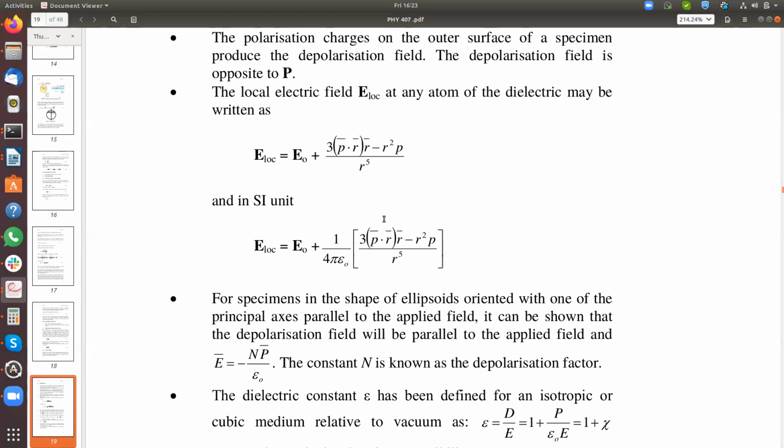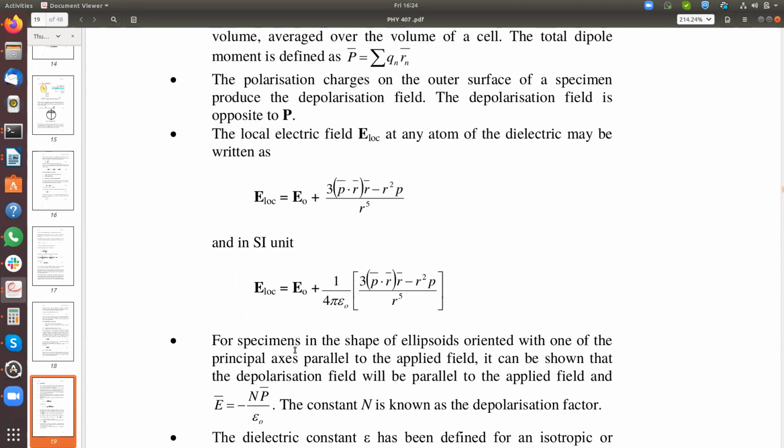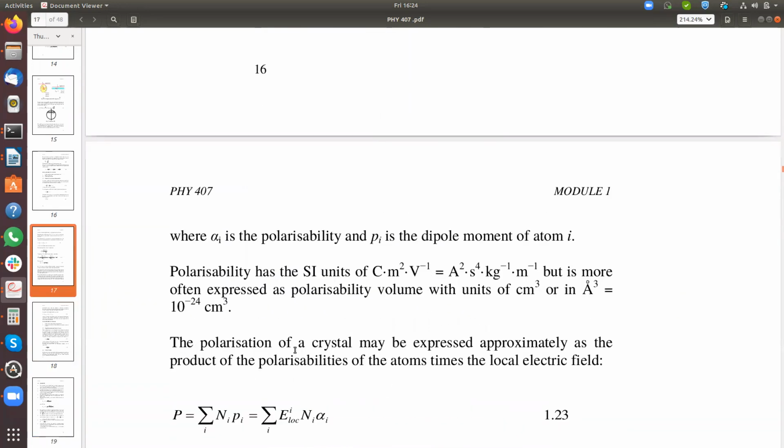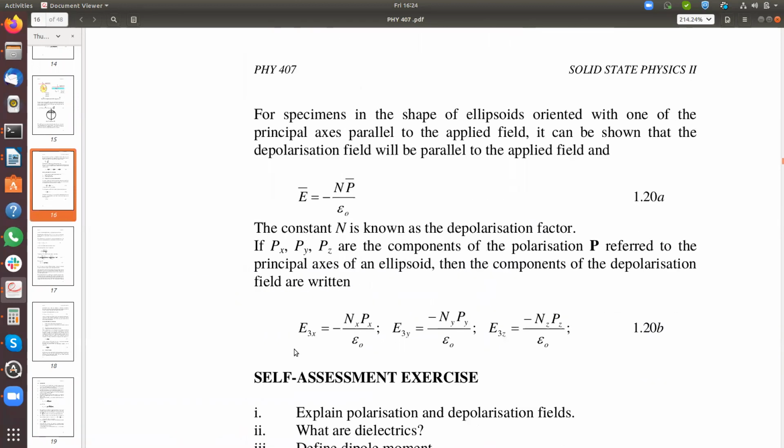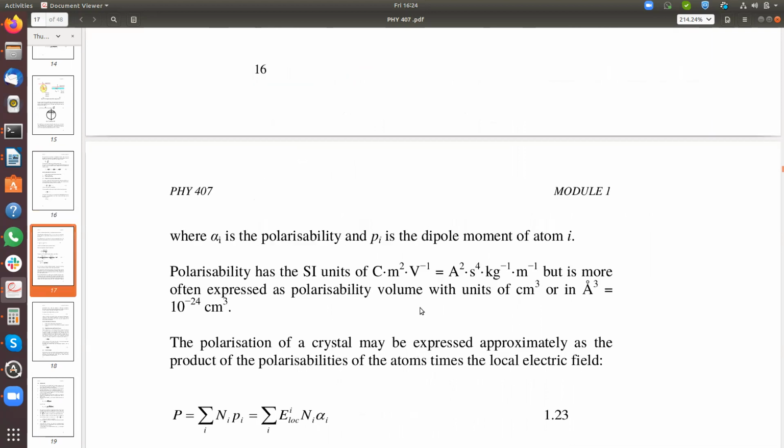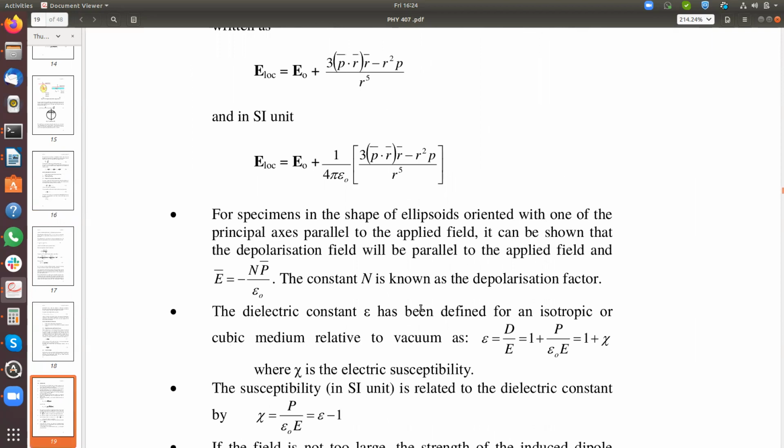We discussed this. For a specimen in the shape of an ellipsoid, oriented with one of the principal axes parallel to the applied field, we can show that the depolarization field will be parallel to the applied field and is written as E equals minus N P over epsilon naught. Mind you, this N and P are functions of the position x, y, and z. We talked much about it some minutes ago. So we have N x P x along the x, N y P y, and N z P z. These are what is written here in a compact form. So the constant N is known as the depolarization factor.